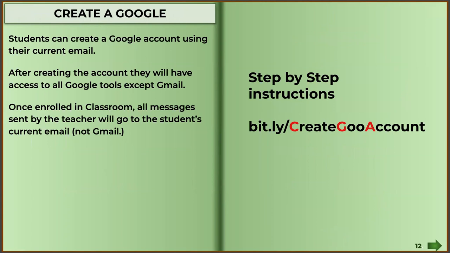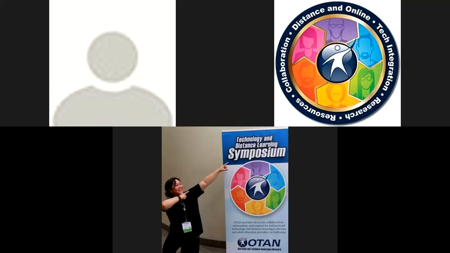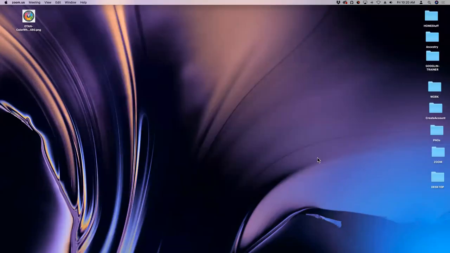I'm going to leave the screen up just for a sec. Please write down that bit.ly address, bit.ly/CreateGooAccount, with capital G and capital A. Create Goo account. Okay. Here's what we're going to do. I'm going to stop sharing just for a minute because I'm going to go to that site. And if you missed it, don't worry about it. Oh, I should have done this. Sorry. Now I got to share again. Boom. Come on. There we go.